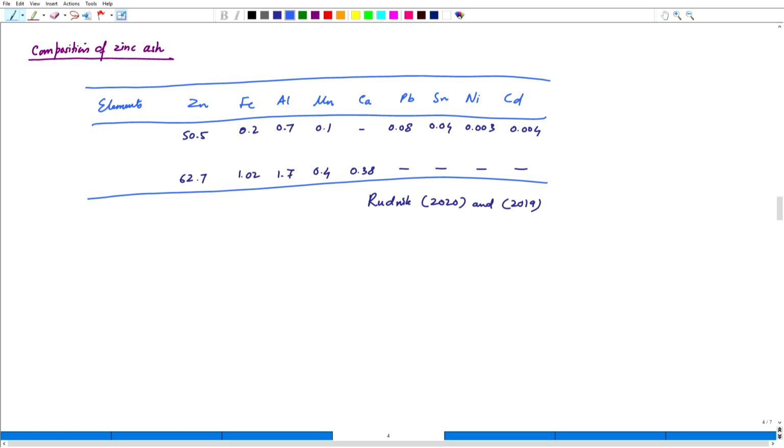So, let us now look at important phases that are present in zinc ash. Right now, we have seen the elemental composition. Let us now look at the phases. So, important phases that are present are basically Zn5(OH)8Cl2.H2O, zinc chloride hydroxide basically called.